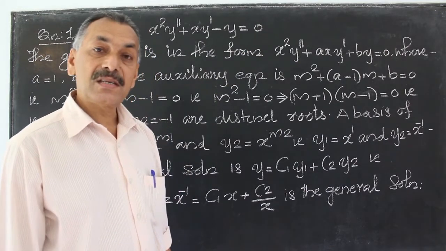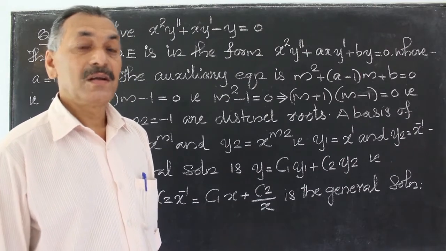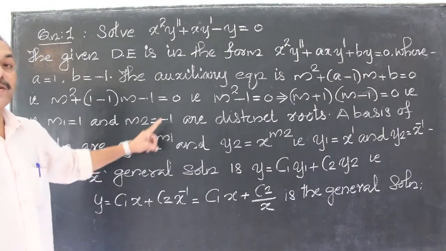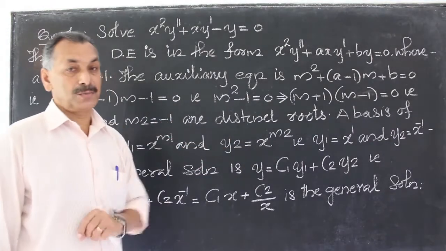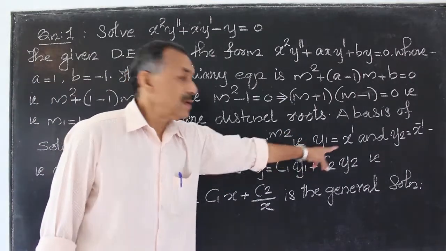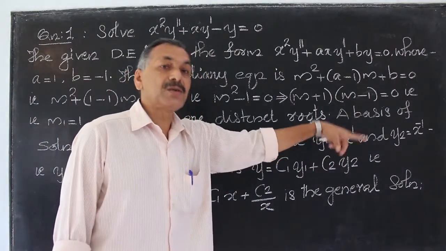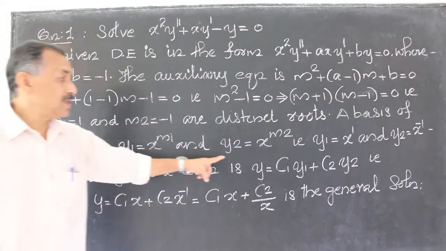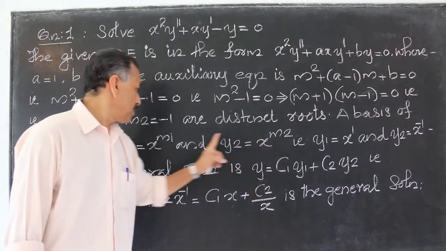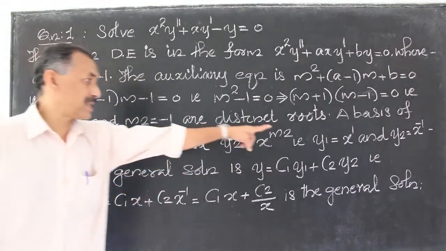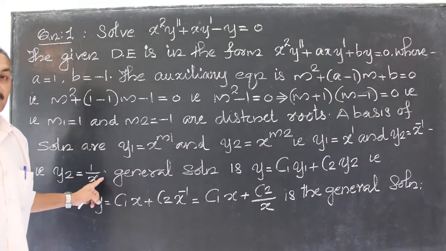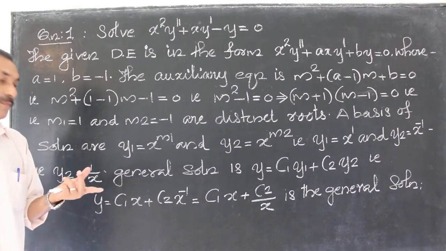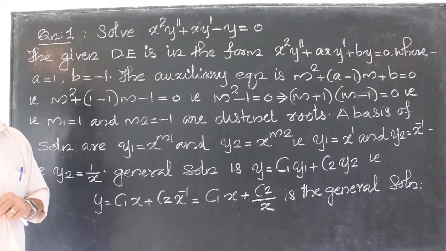If the roots are distinct, then what are the basis of solution? The basis of solution are given by y1 is equal to x raised to m1 and y2 is equal to x raised to m2. That is, y1 is equal to x raised to 1 and y2 is equal to x raised to minus 1. What is x raised to minus 1? It is 1 by x. So y1 is equal to x and y2 is equal to 1 by x are linearly independent solutions, and therefore a basis of solution.